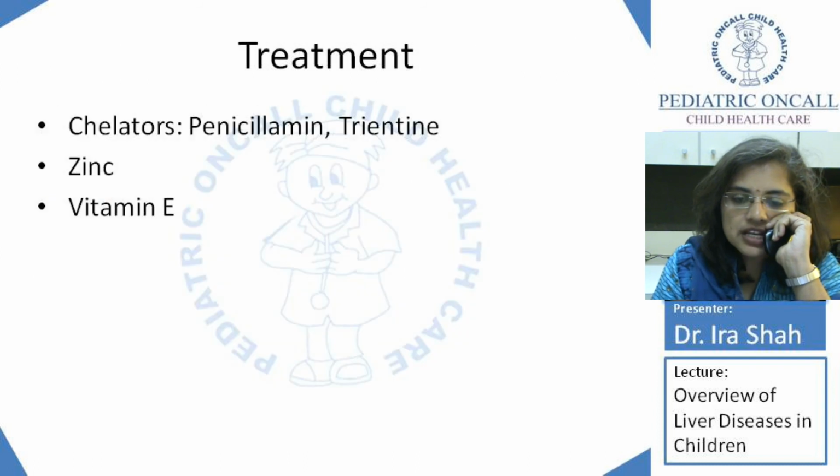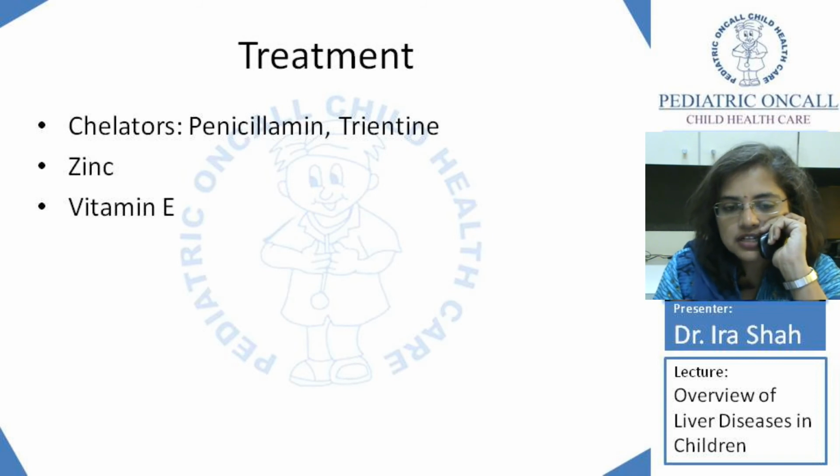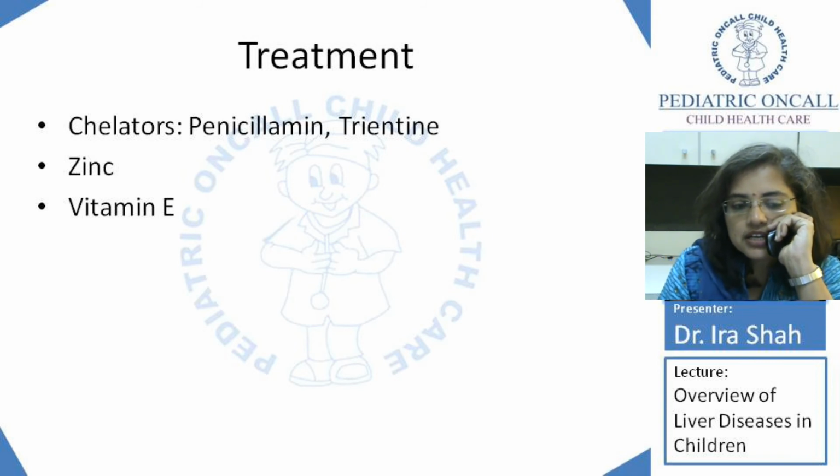Treatment wise, we give them chelators, penicillamine or trientine, zinc and vitamin E. Trientine is basically preferred for neurological Wilson's because penicillamine may deteriorate their neurological condition. Zinc is basically given to prevent absorption of copper from the GI system, and vitamin E works as an antioxidant. Usually you don't give zinc and penicillamine together. Very rarely you'll give a combination therapy.